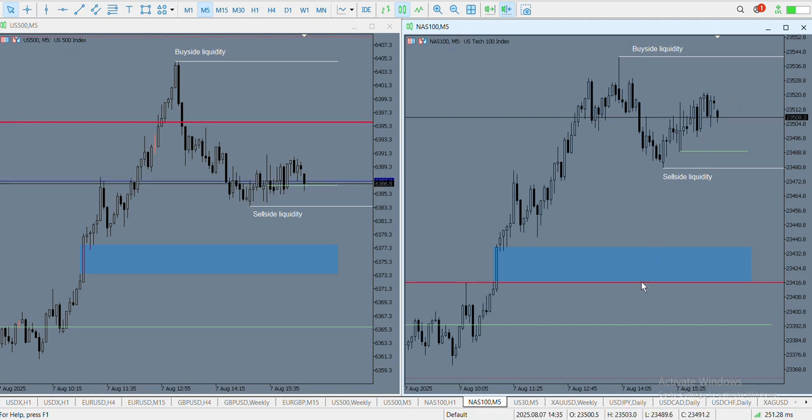So let's still look at a 5 minute chart like this. US 500, we've still touched the opening price, New York session opening price, 6,387. NAS 100, 23,508. We've been beating around 508, 510s, 520s. Let's see if we'll go into the 550s in the next 3 minutes.